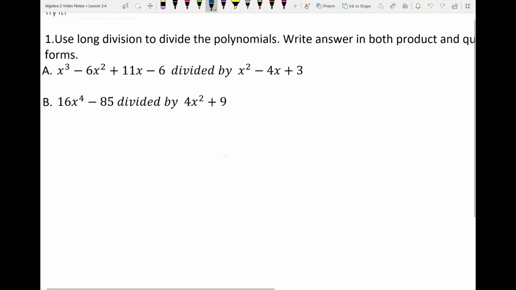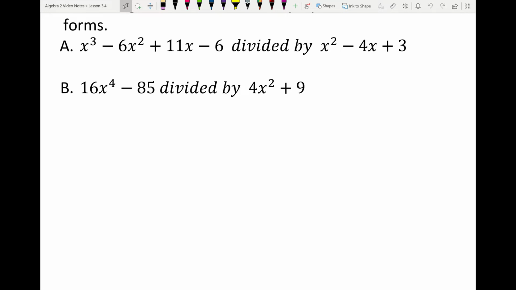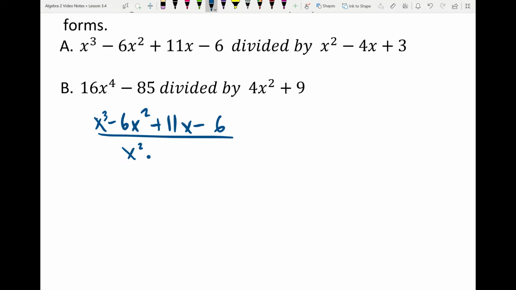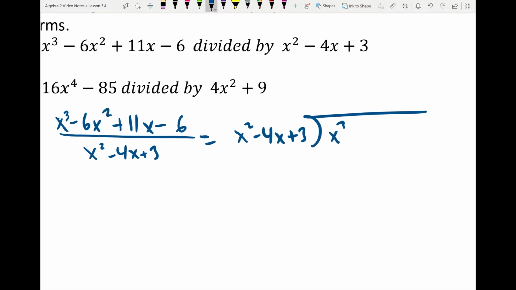All right, so let's look at the long division here, part A. We're going to breeze through this real quick. So we've got x cubed minus 6x squared plus 11x minus 6, and that is divided by x squared minus 4x plus 3. So we have the x squared minus 4x plus 3 on the outside, and this is on the inside.